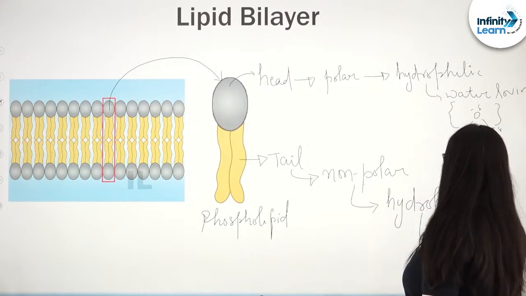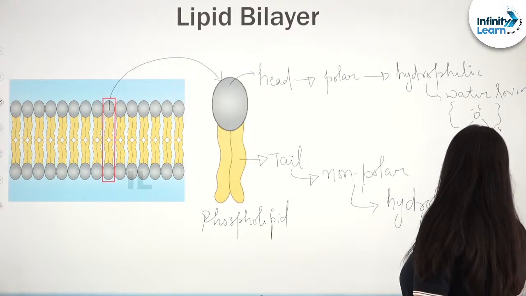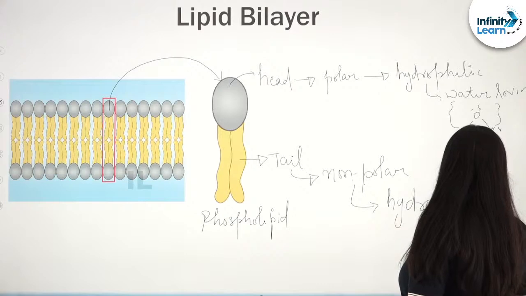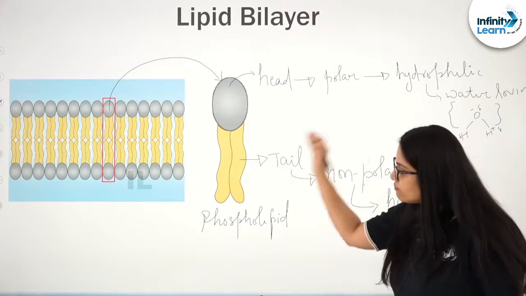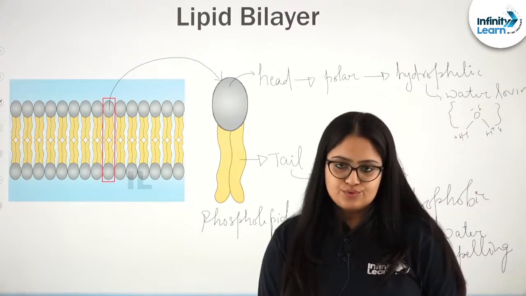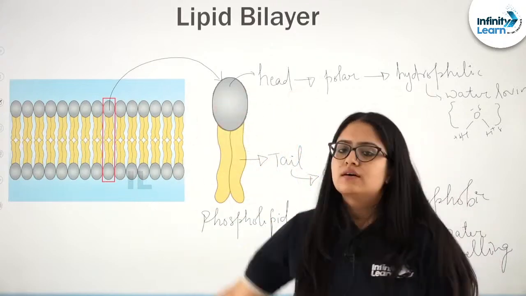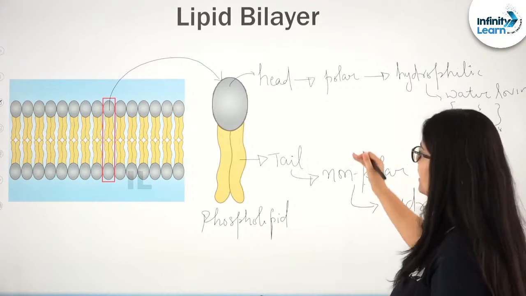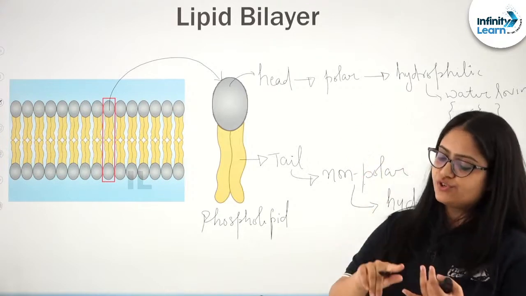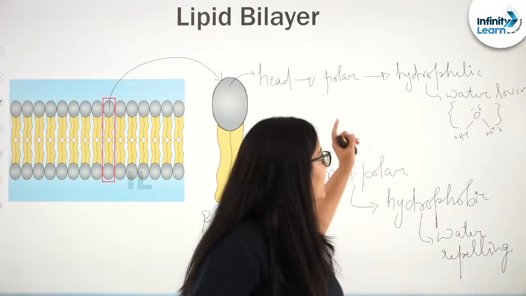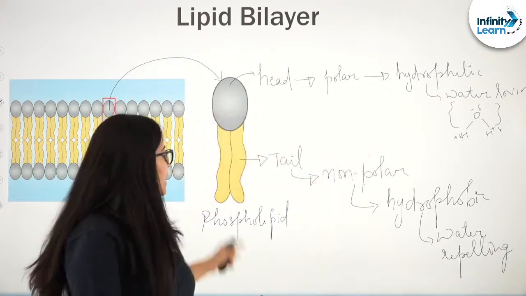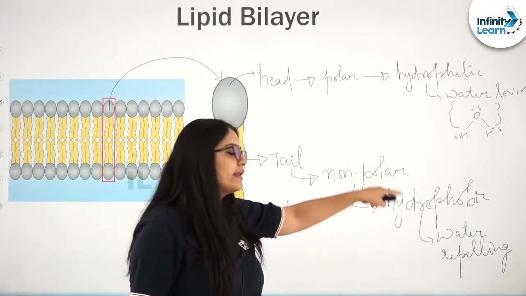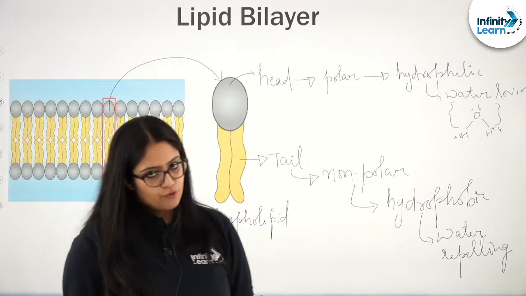Hydrophobic. And what is hydrophobic? Means water repelling. Water repelling. So let me sum up for you students. This is a single phospholipid molecule, right? It has a head and tail portion. The head portion is polar and hence known as hydrophilic. The tail portion is non-polar and hence known as hydrophobic, right?